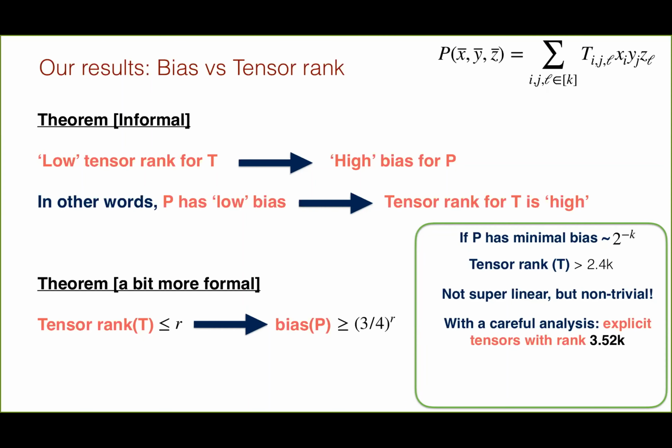But if we stare carefully into the proof and tighten some inequalities, use the fact that we are working with P with minimal bias, then we actually manage to recover the lower bound of 3.52k that we knew before. Like I said, this matches the best bound we know for any 3-dimensional tensor over F2.